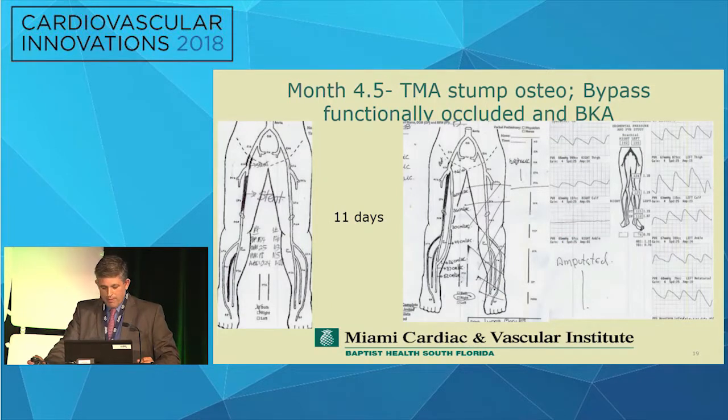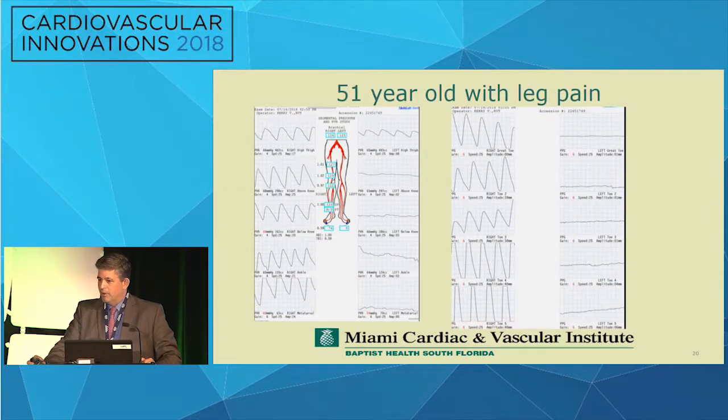4.5 months later, they come back. That stent is occluded in the SFA. 11 days later, everything else is down, patient with a below-knee amputation. So again, could this have been avoided with a bypass earlier? When you look at that extent of disease, I think it's important.